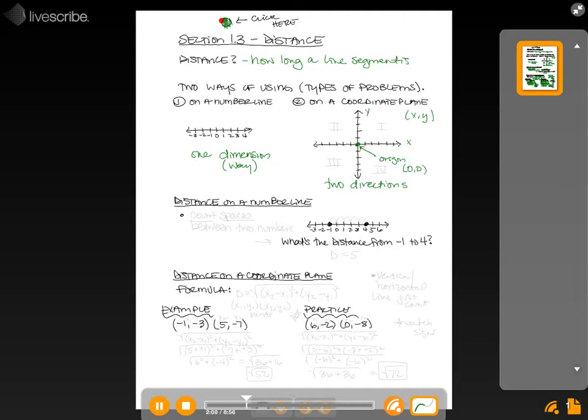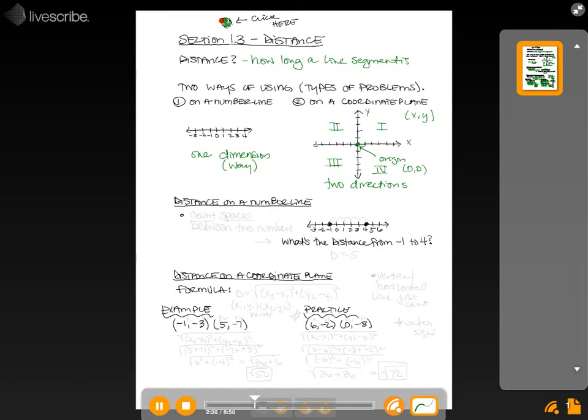Okay? And then there are four quadrants. Quadrant 1, Quadrant 2, Quadrant 3, and Quadrant 4. And they're numbered in that order. You start up here at the top right and you go counterclockwise and you number them. Okay? So that's what I need you to know about the coordinate plane. The x and the y-axis, the origin, and then the four quadrants. Alright, so let's start talking about distance. Distance on a number line.